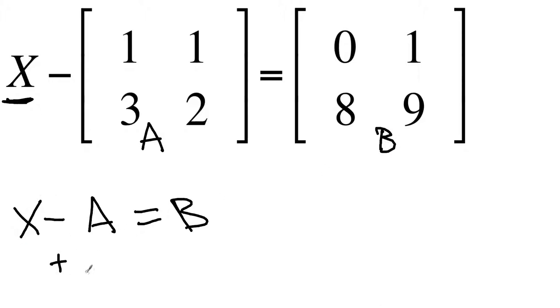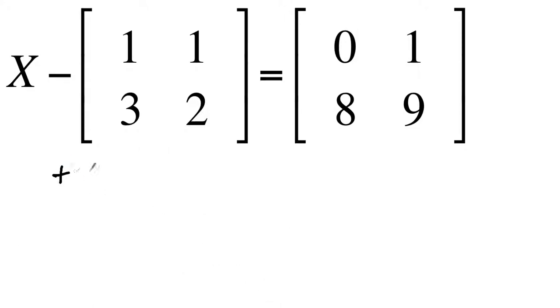To solve for X, if I add A to both sides, then I get X is equal to A plus B. And that's what you might expect to see. So if I add these two matrices together, then I'll find that unknown matrix. That's what we've done here.